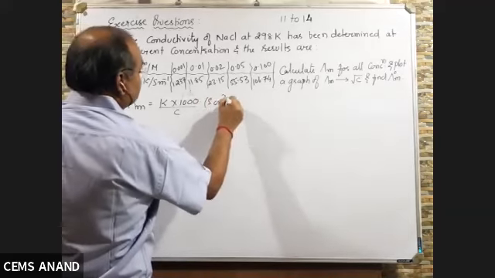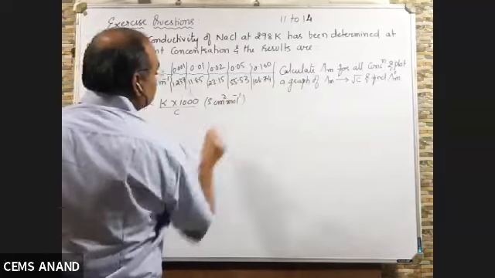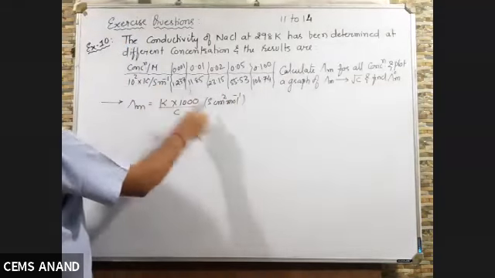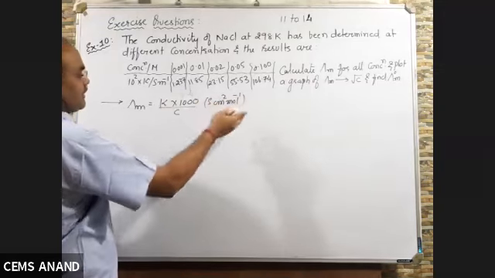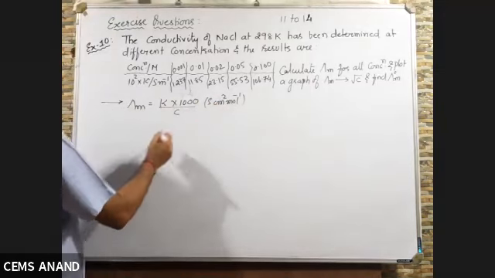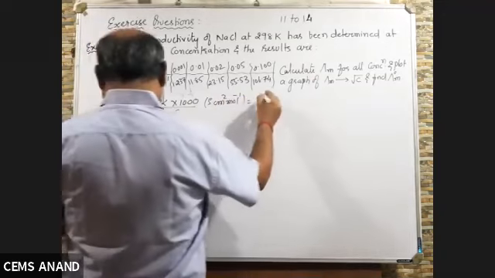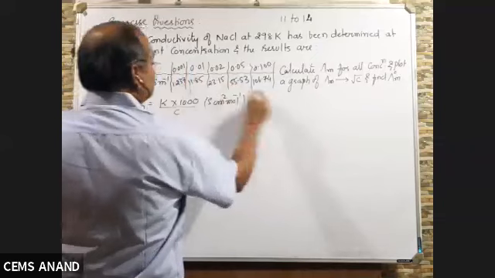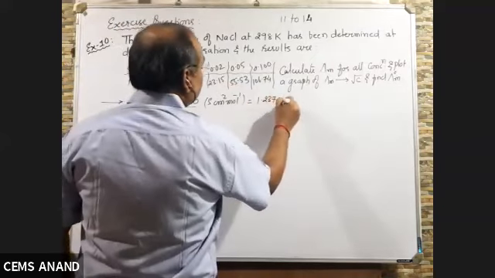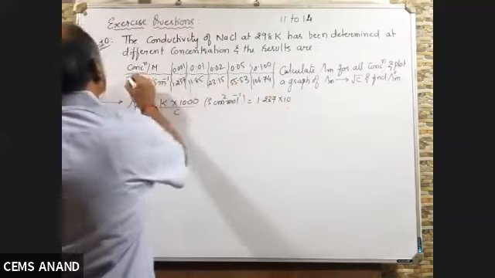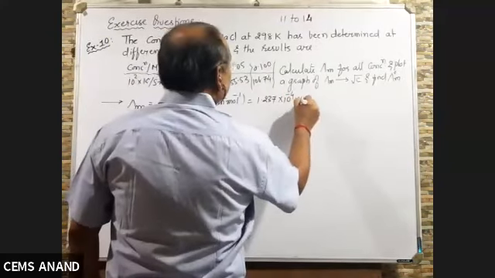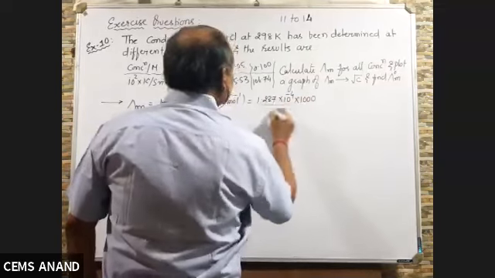Siemens centimeter square per mole. The important thing is that it is given in per meter into 10 raised to 2. If you want to convert it into centimeter, it will be 10 raised to minus 4, right? So I will write the first value. Kappa is equal to 1.237, this is 10 raised to minus 2. So this will be 10 raised to minus 4 into 1000 by C.